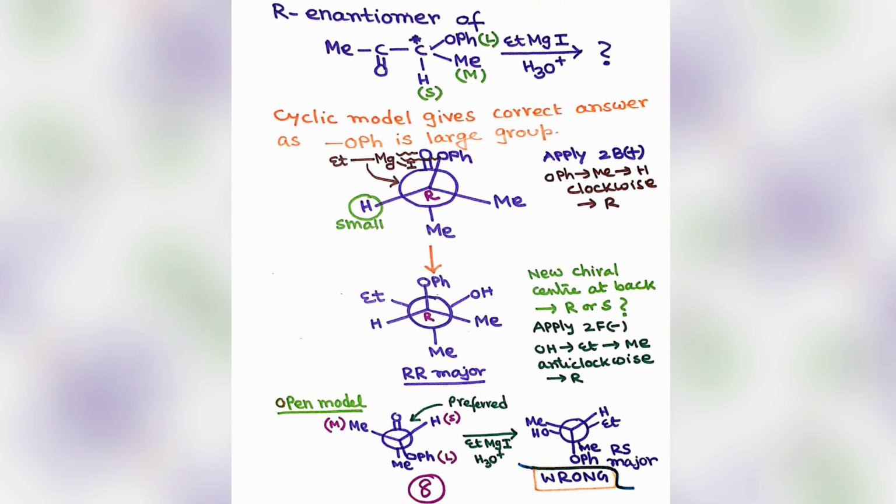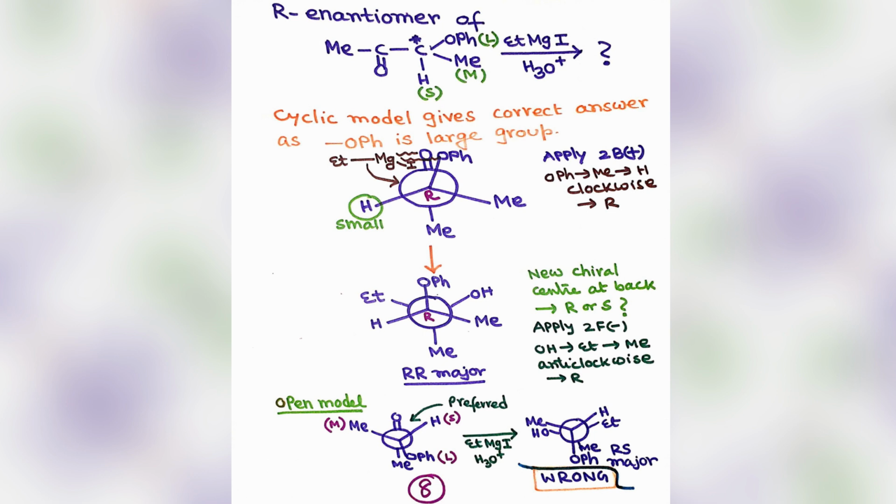Now if we draw the R enantiomer, then to apply the cyclic model, the phenoxy group and the C double bond O should be closest, and both of the oxygens should undergo complex formation with the magnesium of the Grignard reagent. In addition, the chiral center should have the R absolute configuration. So for the chiral center priorities: oxygen is first priority, C double bond O second priority, methyl third priority, and hydrogen fourth priority.